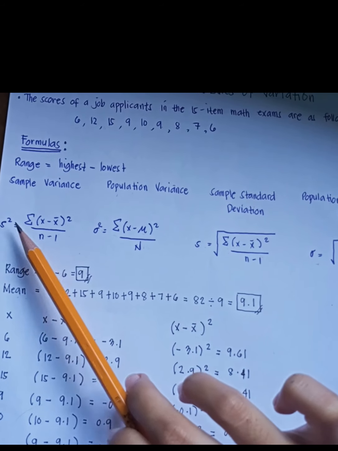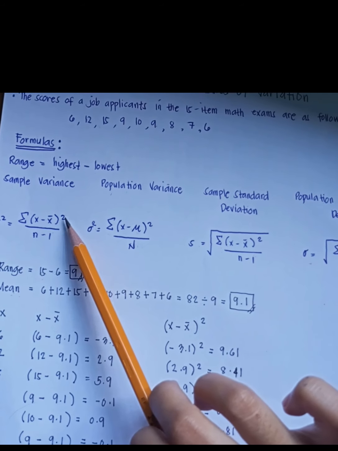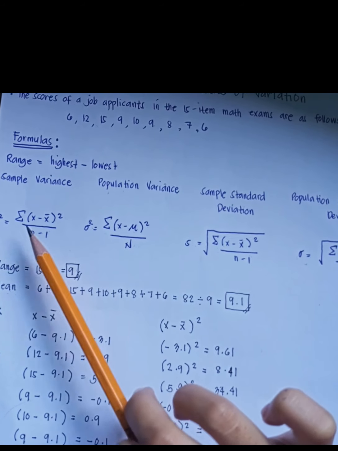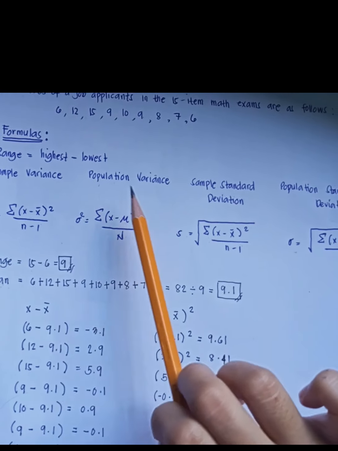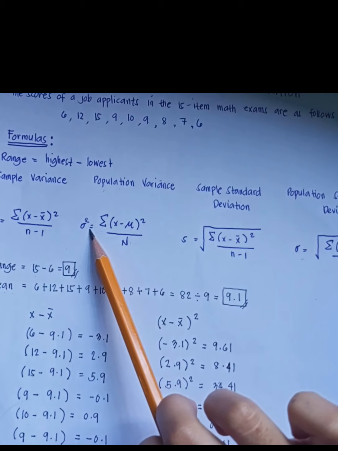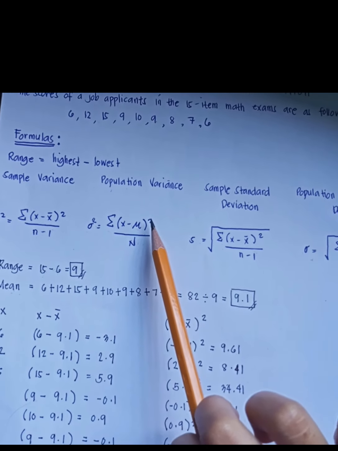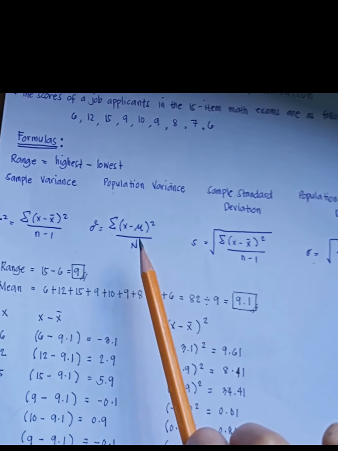and the sample variance is equal to the summation of (x minus the sample mean) squared divided by n minus 1. And the population variance is the summation of (x minus the mean) squared over n.